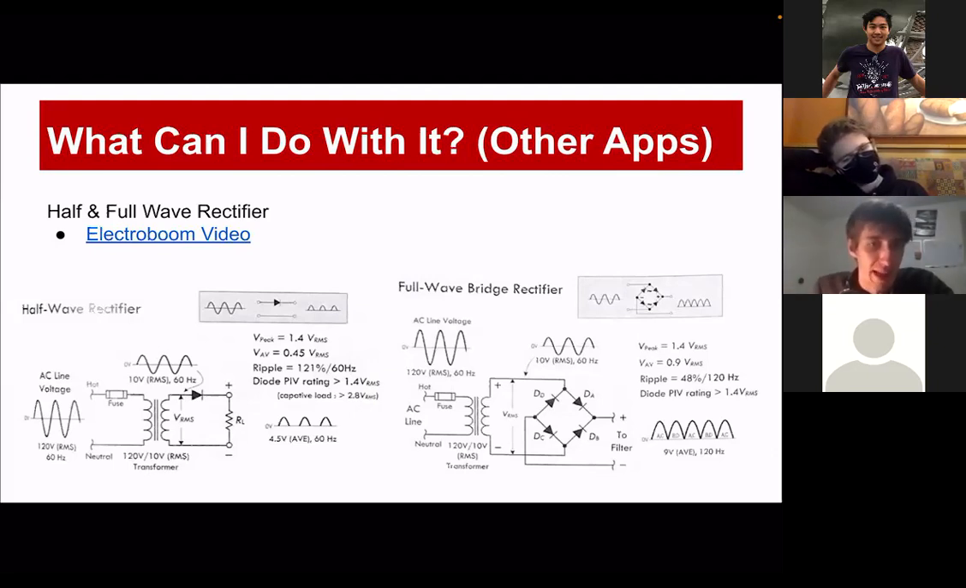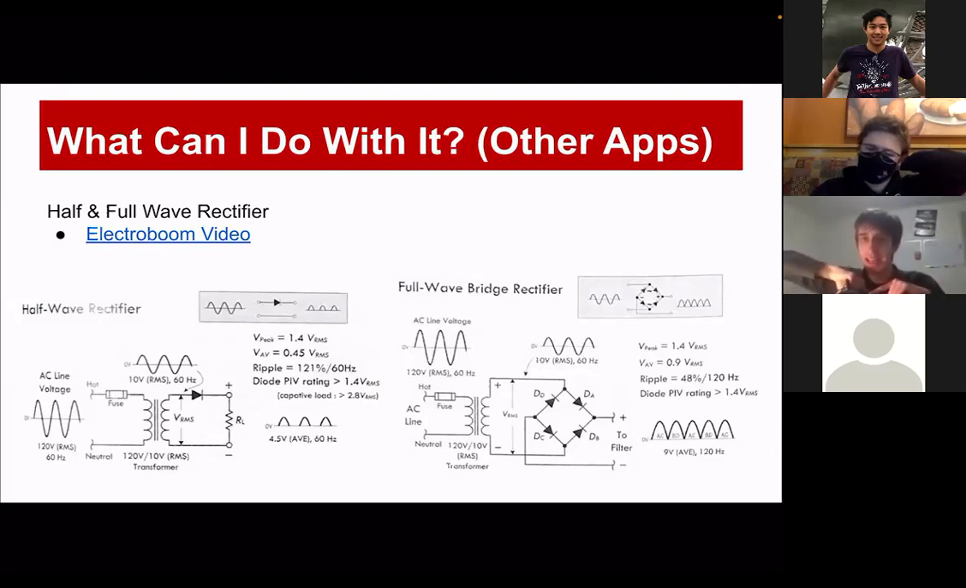If we have something called a full wave bridge rectifier, we have 4 diodes to make sure that even when we're going down, we have the other diode to supply the negative voltage going like that.